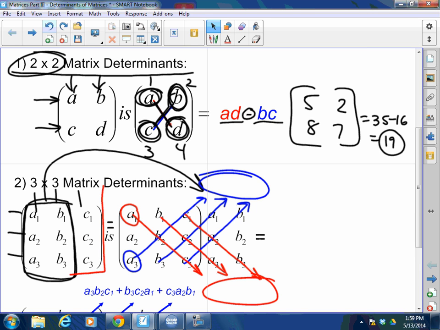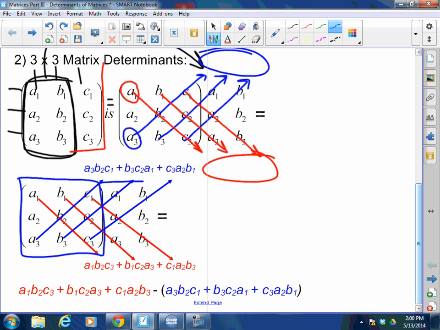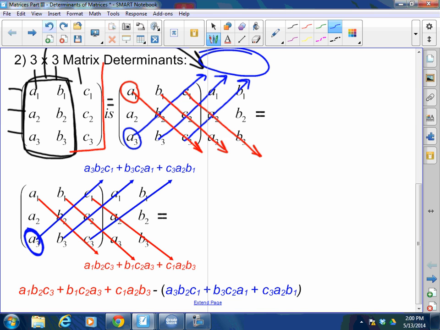If you see on your notes, I made it a lot prettier, but I wanted to show you how this came about. So again, I have my regular matrix, and I'm going to add the first two columns right here. Then I'm going to take this bottom corner and make a straight line so that I have A3 times B2 times C1 plus B3 times C2 times A1 plus C3 times A2 times B1.